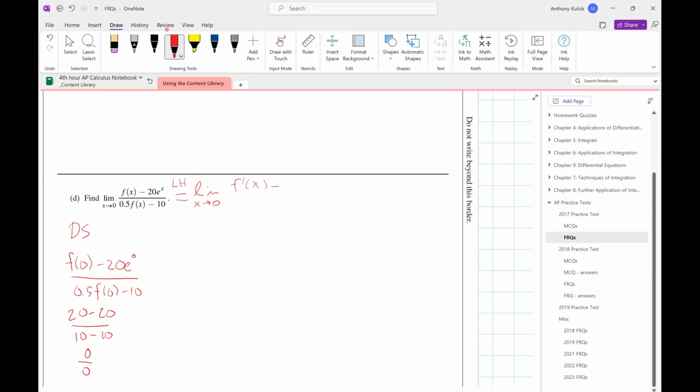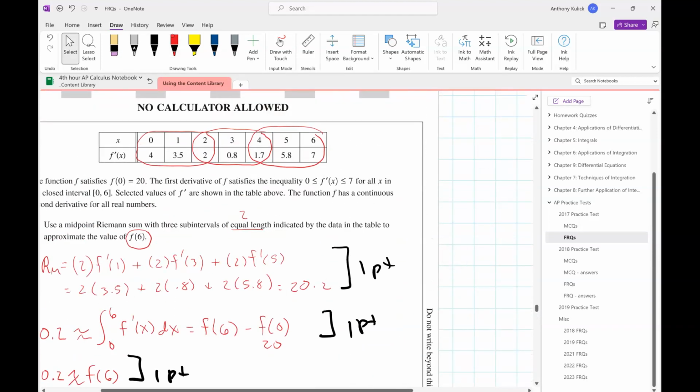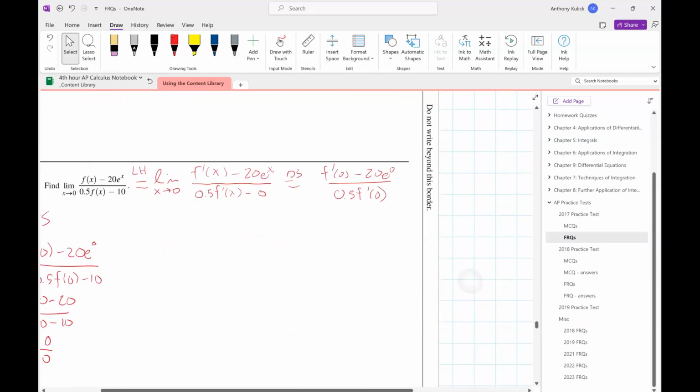What's the derivative of 20e to the x? Yeah, that's right. And then what's the derivative of 0.5 f of x? Yep, 0.5 f prime of x. And the derivative of 10 is 0. So now if we direct substitute this, we have f prime of 0 minus 20e to the 0 over 0.5 times f prime of 0. I go to my table, what is f prime of 0? It's 4, which is great because now I don't have a 0 denominator.